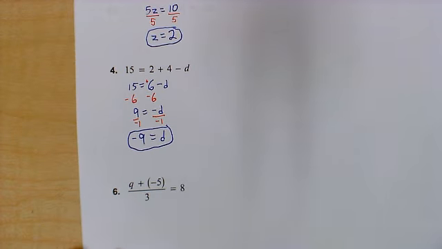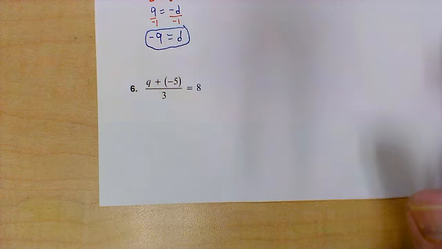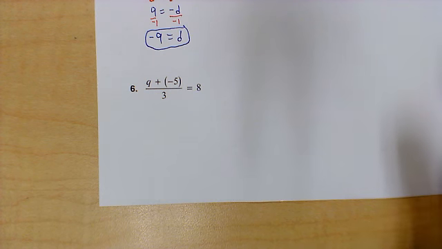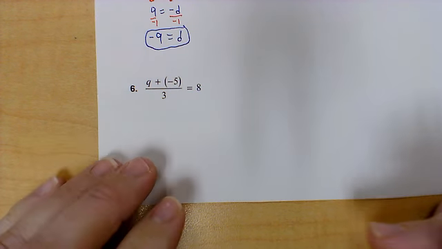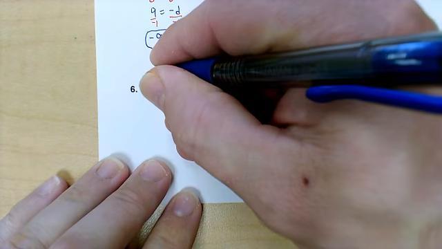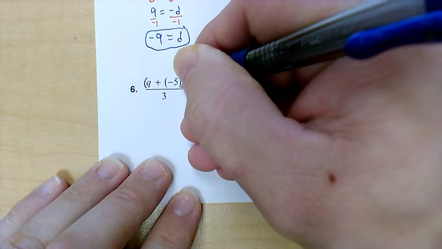All right, so going on to number 6, you're going to have a fraction all of a sudden, which implies that there's parentheses around this numerator.